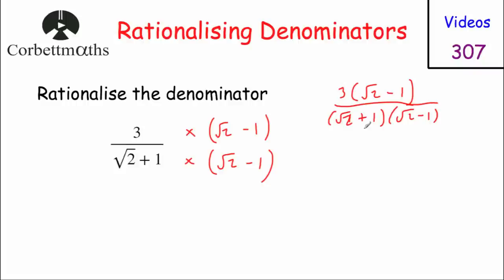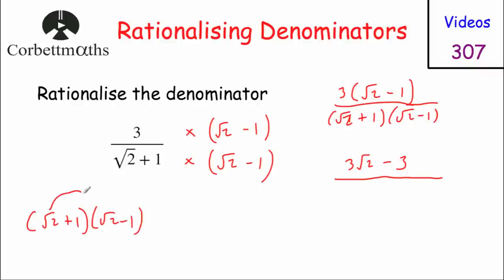The numerator, expanding that, would give us 3 root 2 minus 3, multiplying both of these by 3. And in terms of the denominator, let's expand these brackets and see what we get. So if we had root 2 plus 1, bracket root 2 minus 1, if we expand these brackets, we'll get root 2 times root 2 is 2. Root 2 times minus 1 would be minus root 2. 1 times root 2 would be plus root 2. And then finally, 1 times minus 1 would be minus 1.